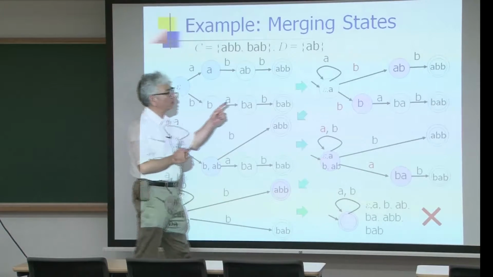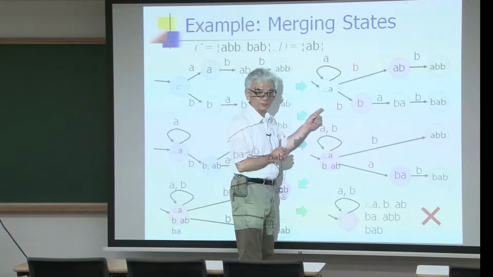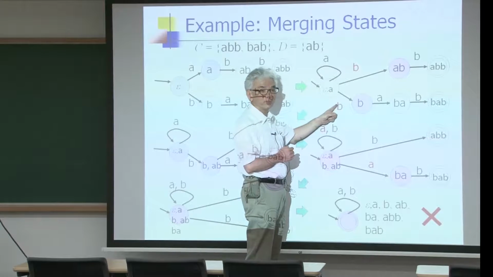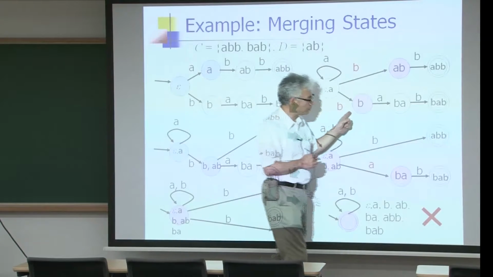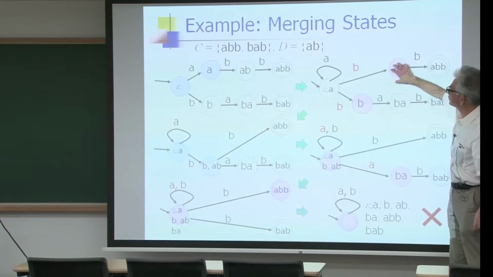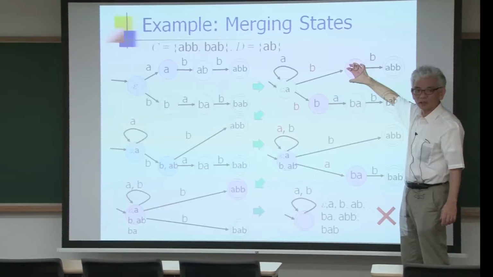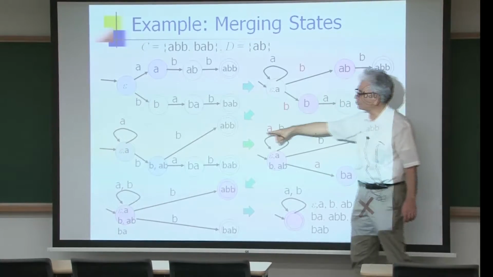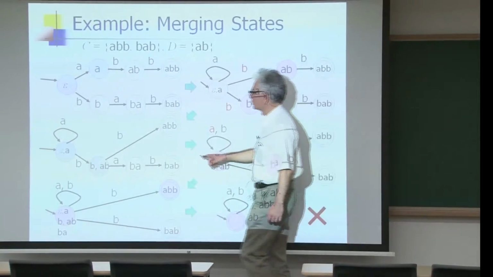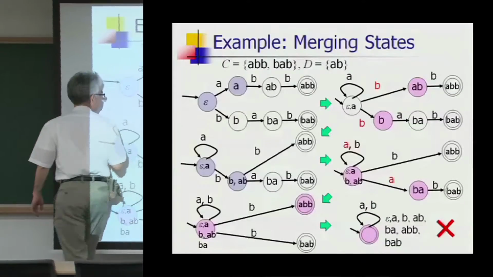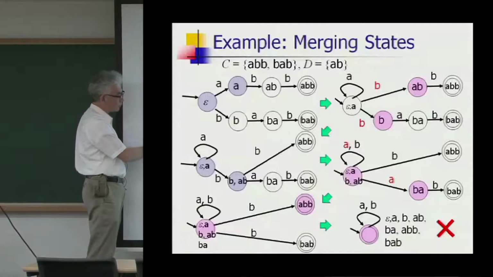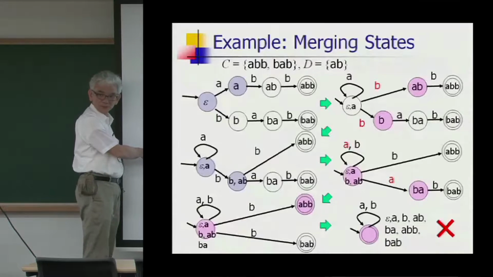However, this automaton has some contradiction, because we have two choices of the string of B. So to remove the contradiction, we merge these two states into one again, and we get this automaton. So this automaton is consistent, and so the second conjecture is this automaton.